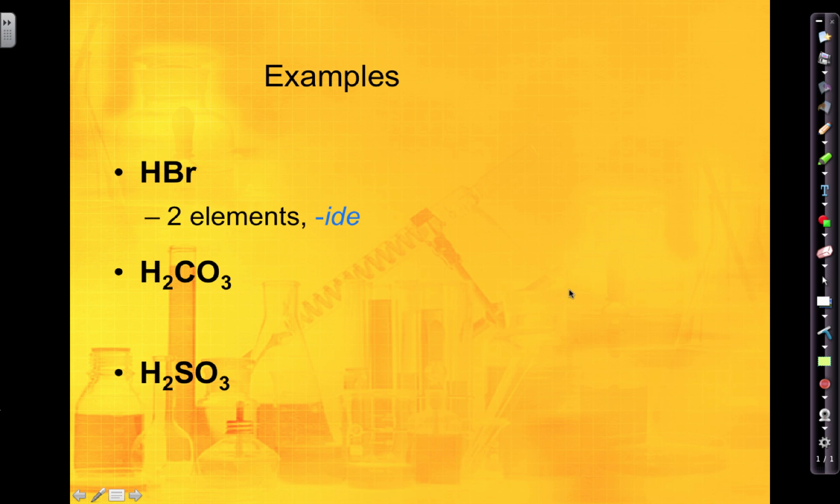Let's do one more. Okay, so again, this is more than two elements, so no hydro prefix here. I just look at the second part. That's ClO3, which is chlorate, so it would just become chloric acid.